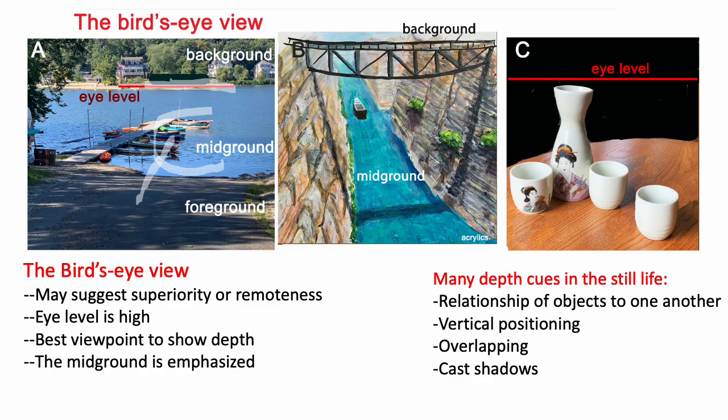We can't even see the foreground in this picture where I'm on a bridge. I love the shadow of the bridge framing the boat. Notice that if you eliminate the boat, the scene becomes difficult to interpret, so the boat is important for scale. In this still life, we see depth cues that are mostly absent in the previous still life I showed you. We see the relationship of objects to one another. We see their vertical positioning, cups overlapping the carafe, and cast shadows from one object touching another.